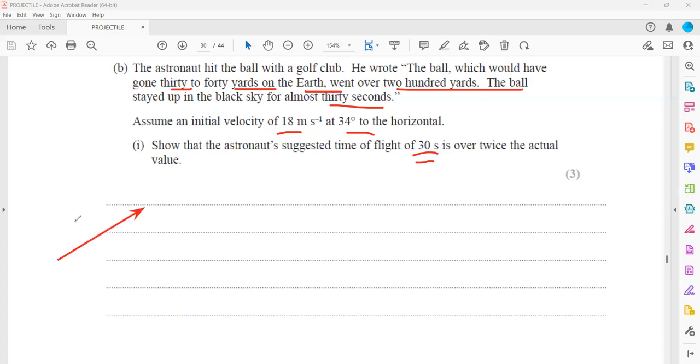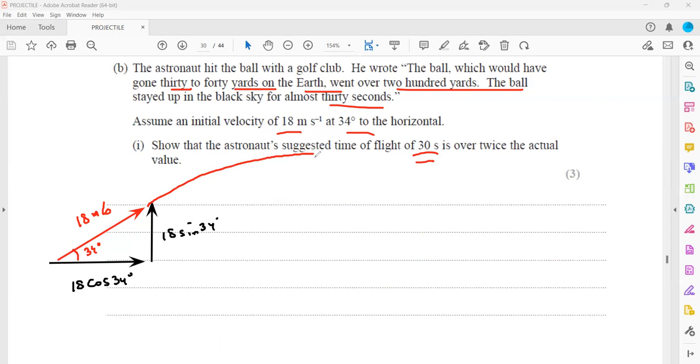An object is launched at a speed of 18 meters per second at an angle of 34 degrees. So there will be two components, horizontal and vertical. The horizontal component is with cosine, so it will be 18 cosine 34. And the vertical component will be 18 sine 34. First, we will find the time it will take to reach the maximum height, and the total time will be twice of it.